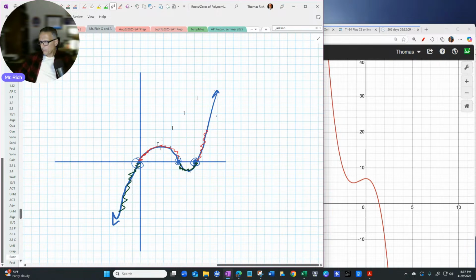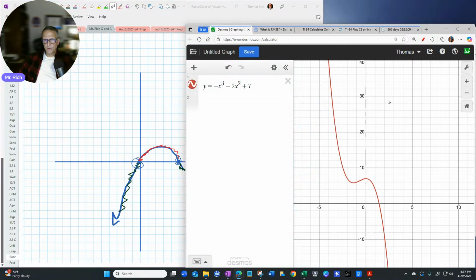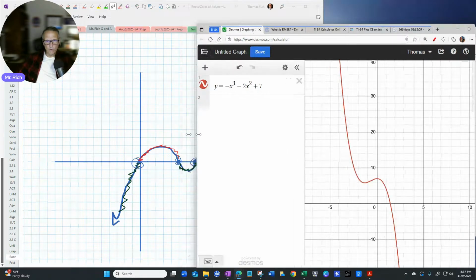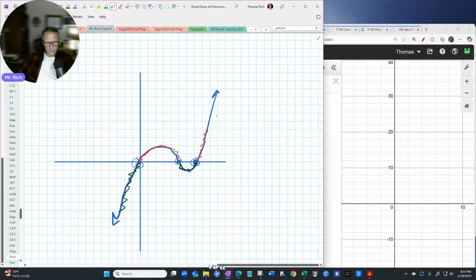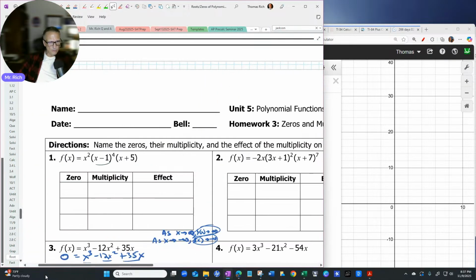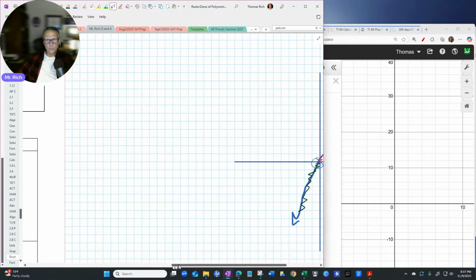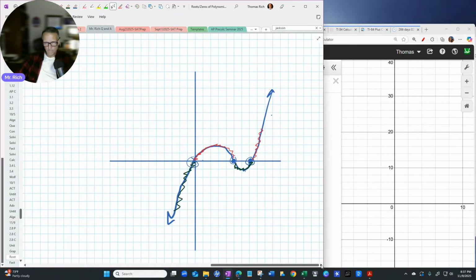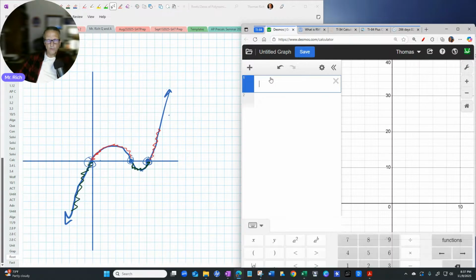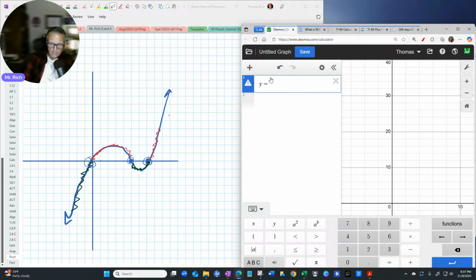And then the last thing that we'll do here is we'll just go ahead and graph the function and just confirm that we're not lying, right? That this thing is actually true, that graph is what it's going to look like. And so we're talking about x cubed. Let's move this guy over here. That function was y equals x cubed minus 12x squared plus 35x.